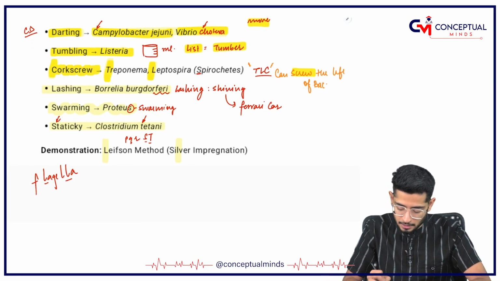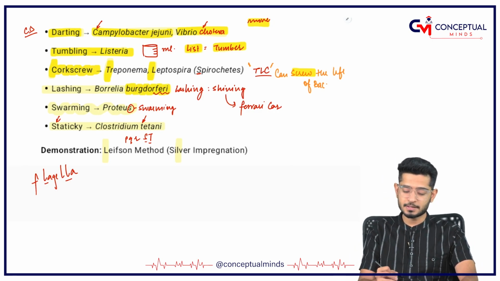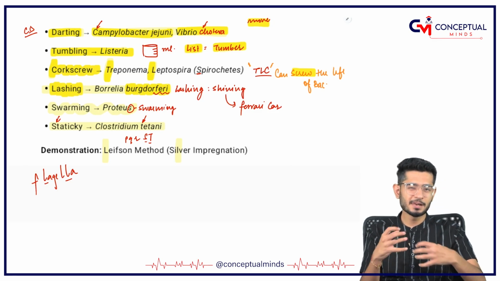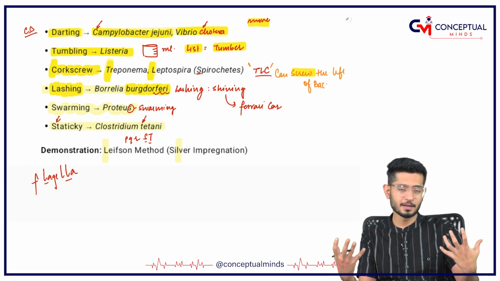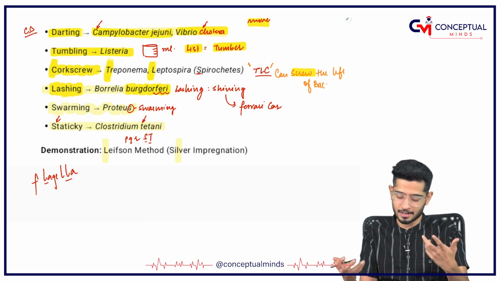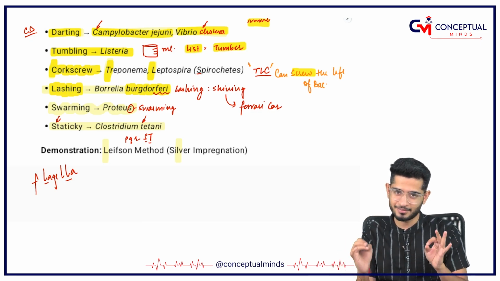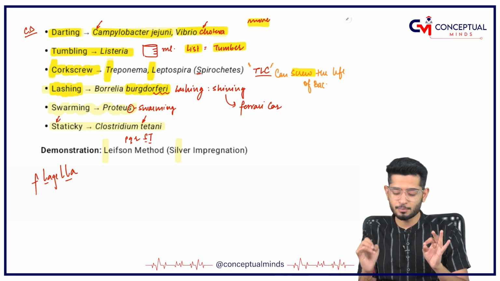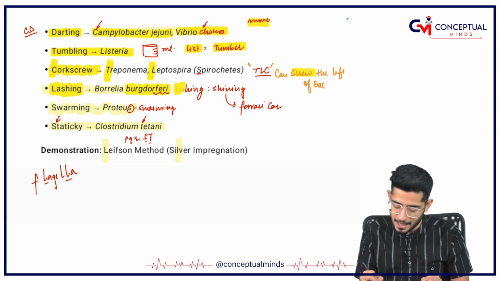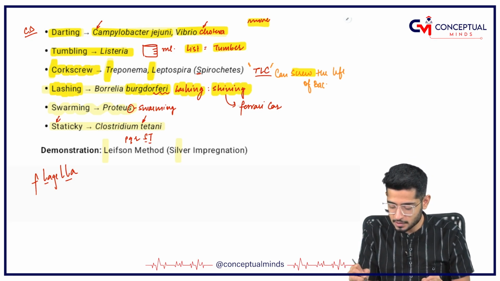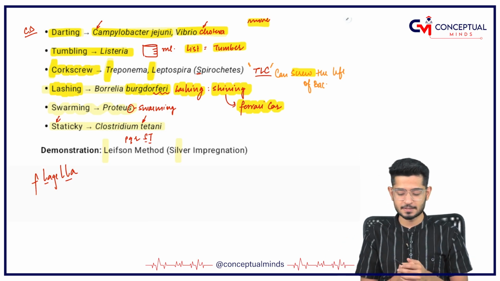Lashing. Lashing is by Borrelia. Lashing means lush. Lush is shining. And which is the shining car? Ferrari. So Ferrari, Ferry. That means lashing is by Borrelia. Lashing means shining, the shining car, Ferrari car, that's it.